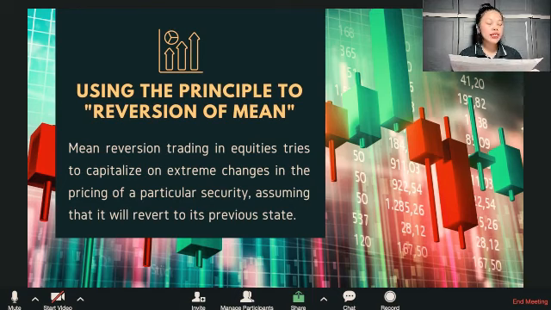Furthermore, in using this principle, traders will try to capitalize on extreme changes in the pricing of a particular security, assuming that it will revert to its previous state. This theory can be applied to both buying and selling, as it allows traders to profit on unexpected upswings and to save on abnormal lows.